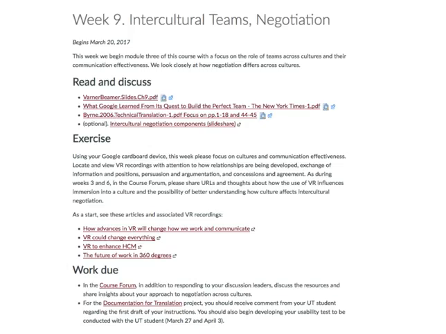This is the overview in the Canvas site for our course. You'll see that there are a number of resources, of course, the exercise, again, using the Google Cardboard device, and our ongoing discussion.